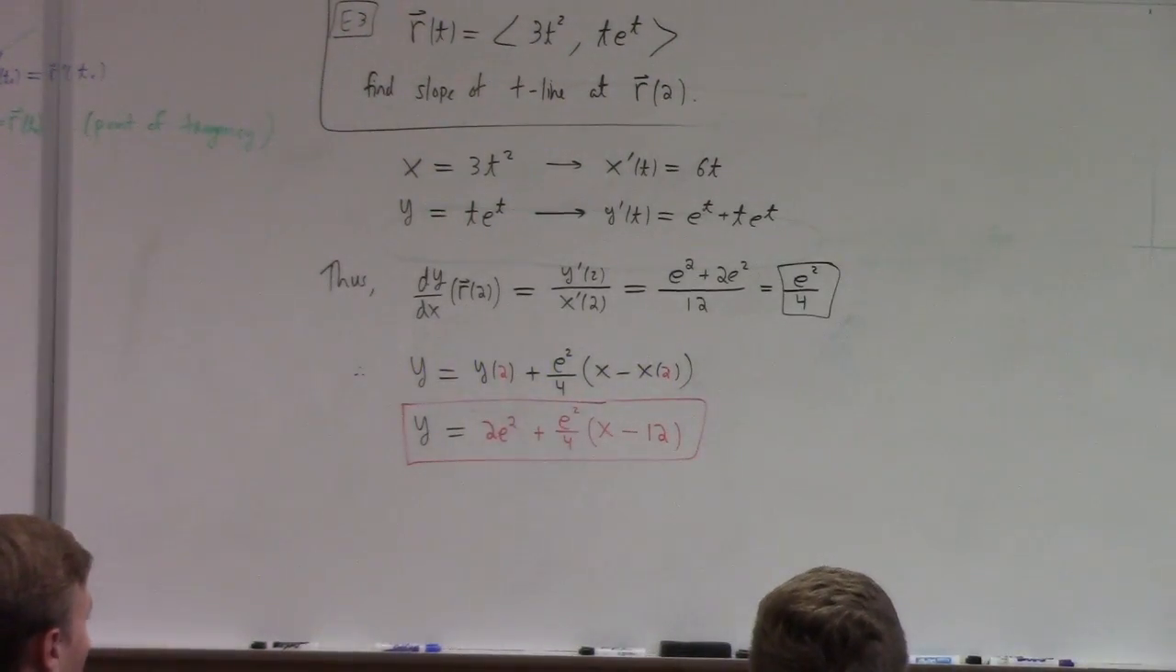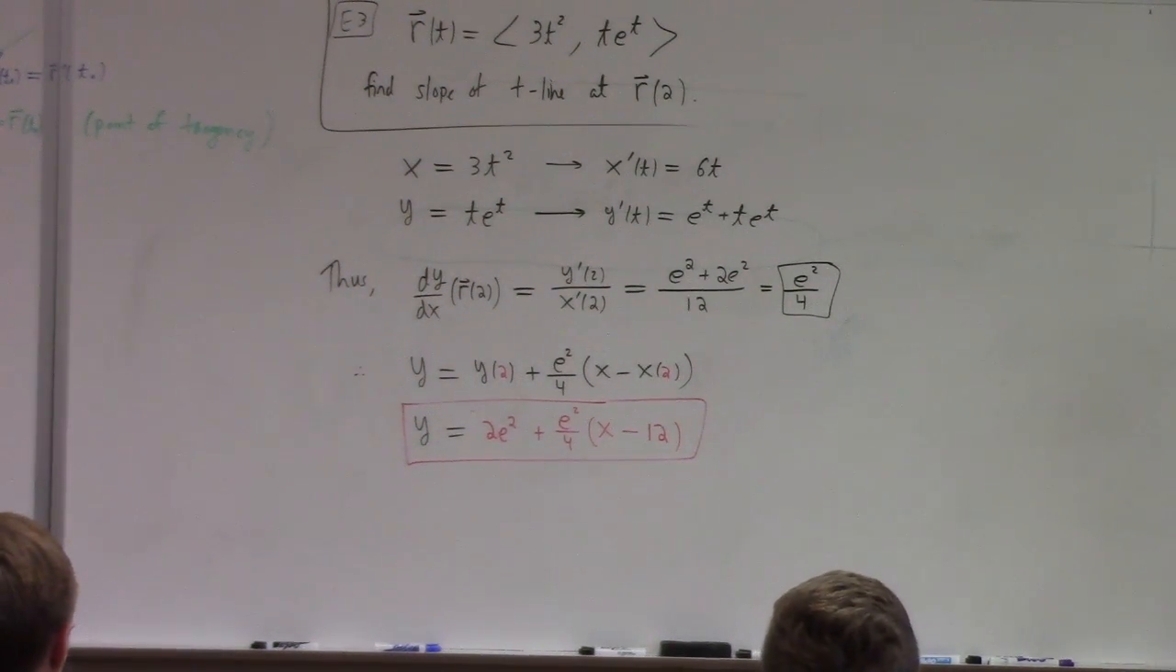So that's pretty simple, right? If you want to find the slope from a parametric curve, you just calculate the x derivative, calculate the y derivative, plug in the appropriate point, and divide them. Good to go.